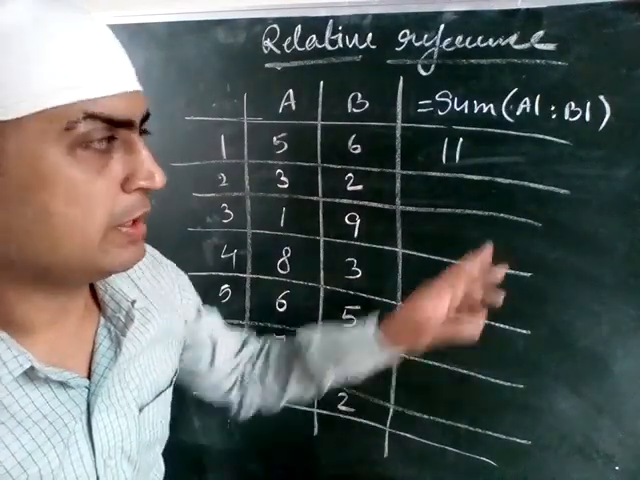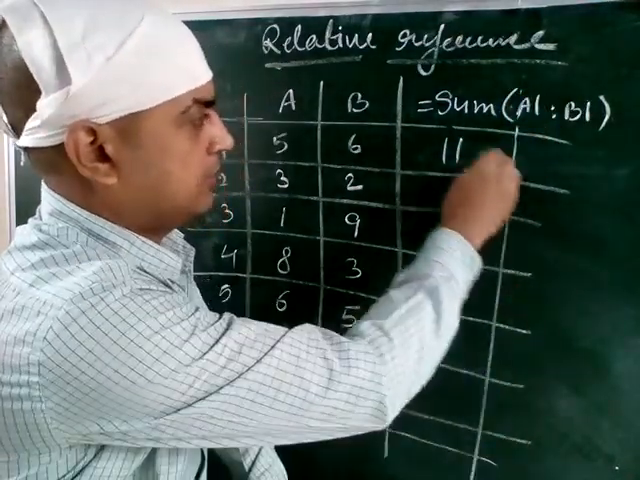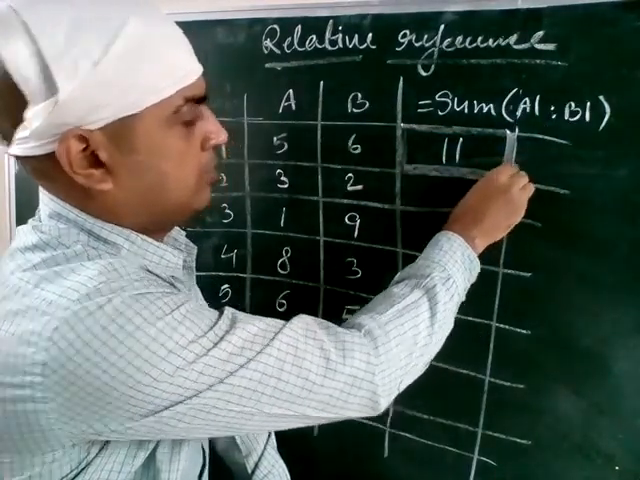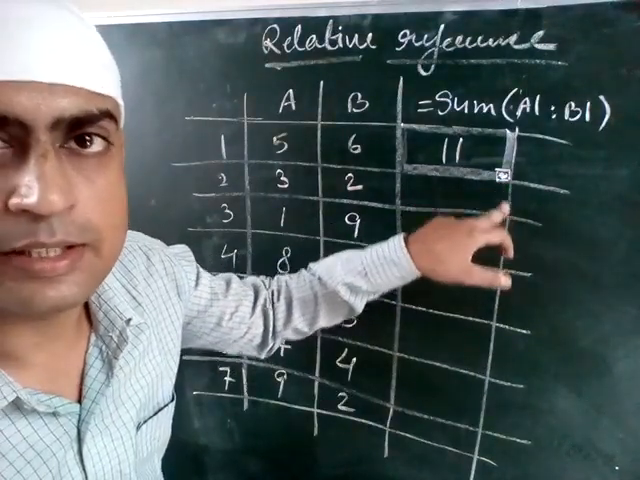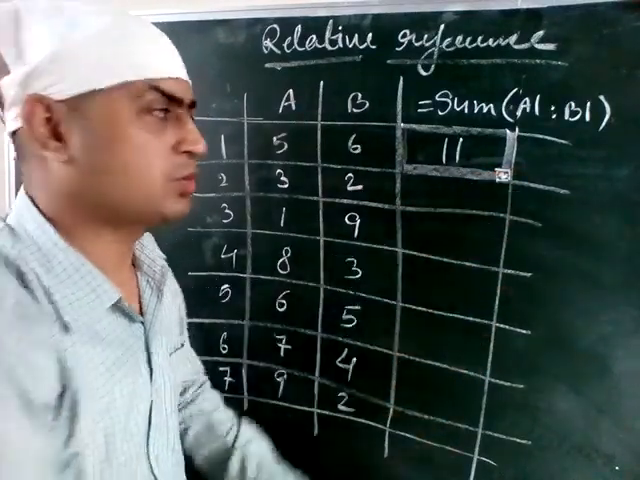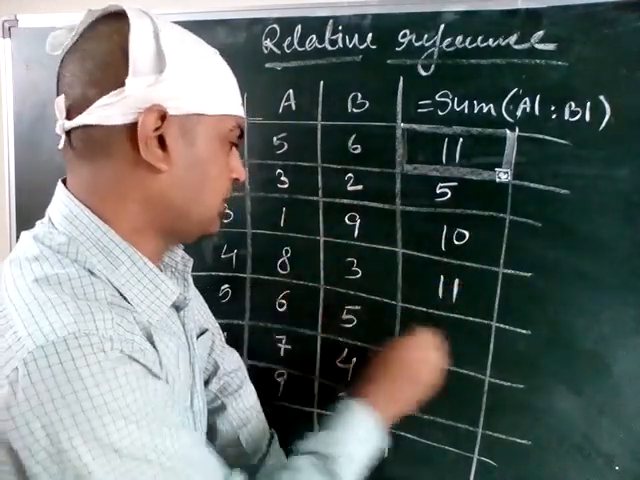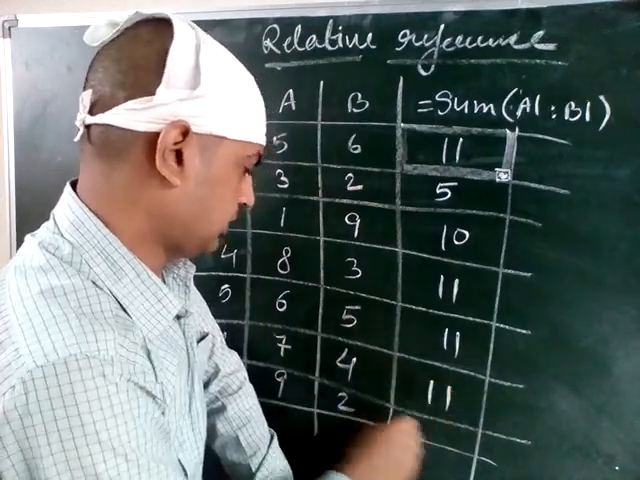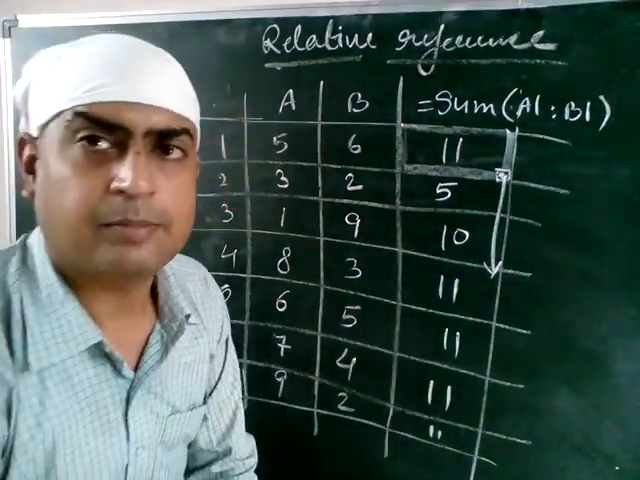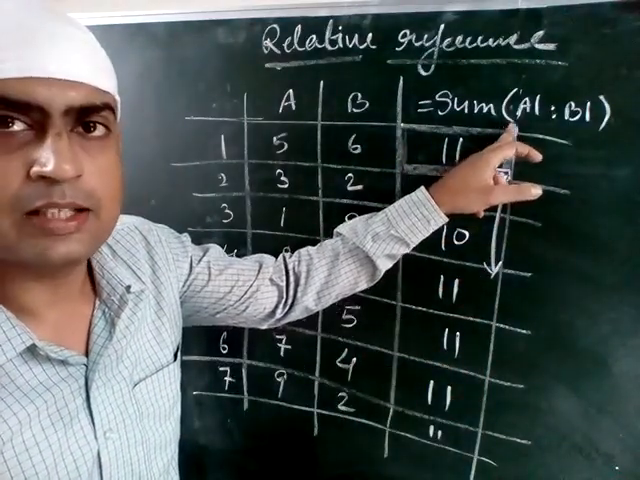I have written this formula in this cell. Now as I will click here, and as I will drag the mouse, I will get the sum of all the numbers. I will get the sum of all the values. For example, 3 and 2, 5, 1 and 9, 10, 8, 11. Like this, I will get the value by simply dragging the mouse. As I will drag the mouse, I will get the answer. So what is going on? Here, the formula is A1, B1.